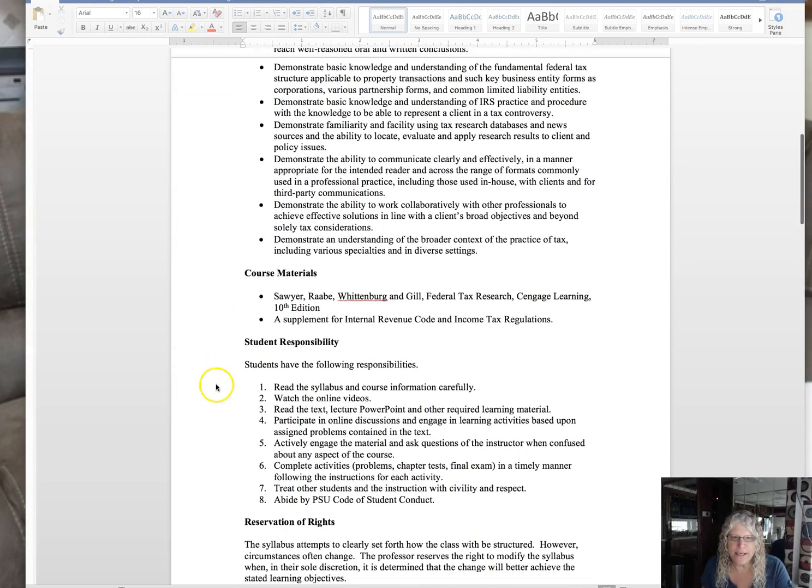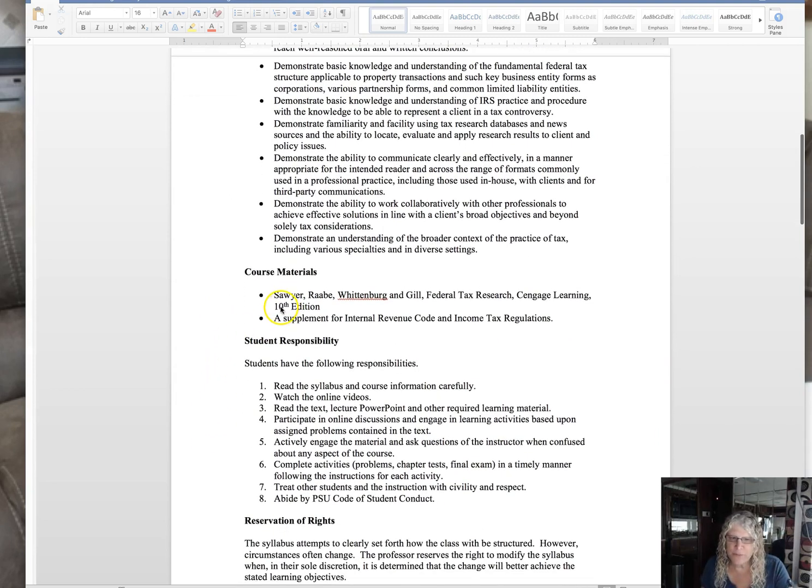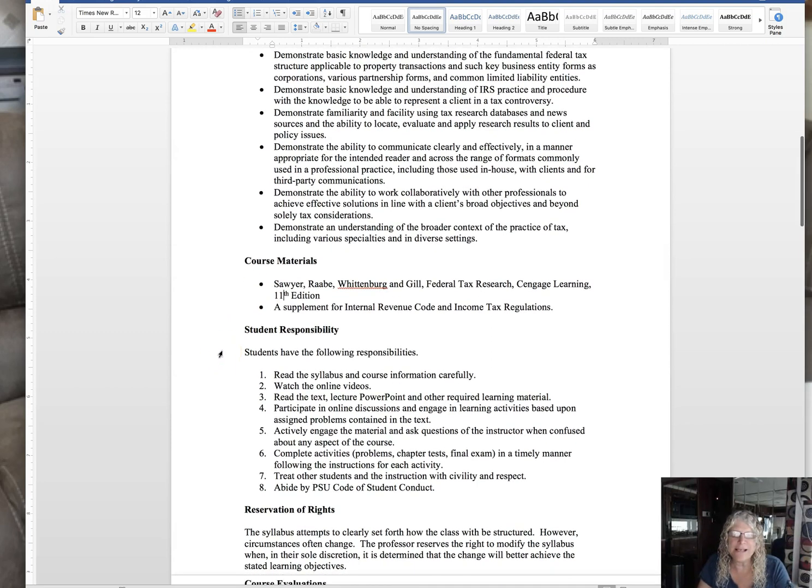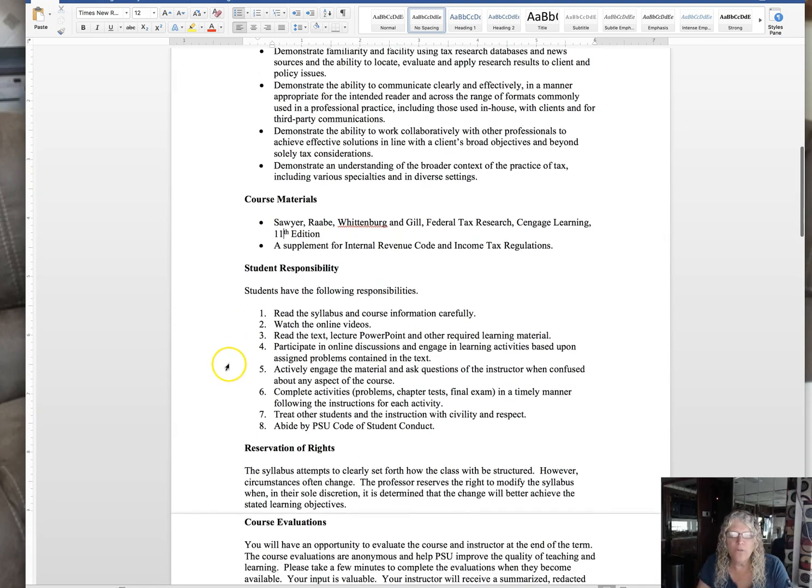So we talked about the text. This is supposed to be the 11th edition. Okay, we're going to fix that right now. The 11th edition. So when you get a chance, please go ahead and pull that. As I said, go ahead and rent the text. Don't spend any money on it. It's not worth it. We've already talked through this.